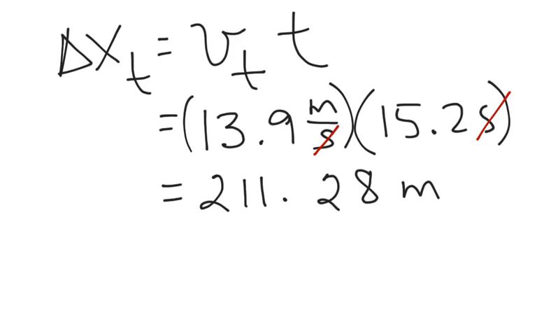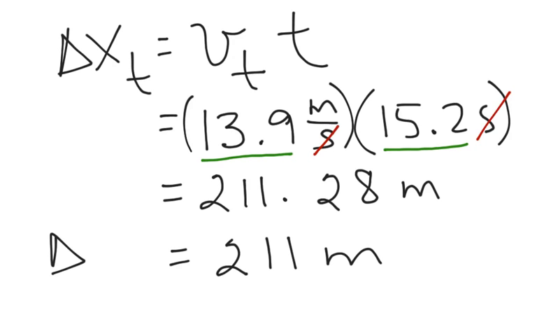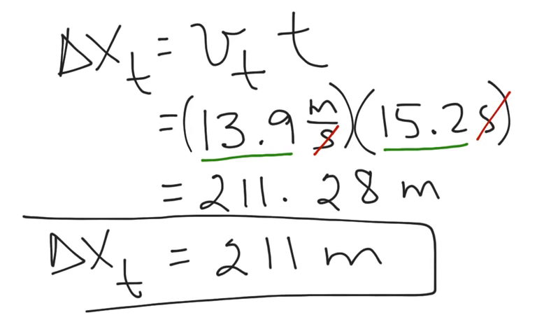And you notice that in my multiplication problem here, my first number in the calculation has 3 sig figs. My second number here has 3 sig figs. So my answer should be rounded to whichever number in my calculation has the lowest number of sig figs. In this case, they're both 3, so my answer will be rounded to 3 sig figs. So my answer is 211 meters is the distance the train travels.